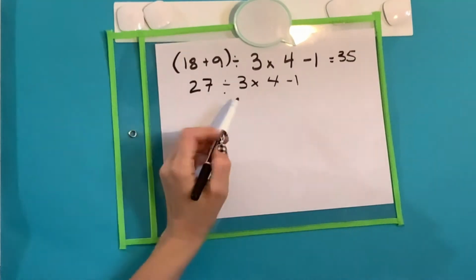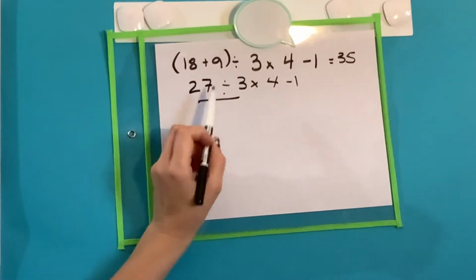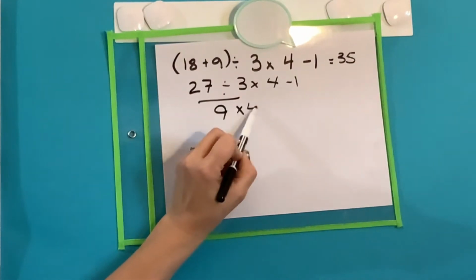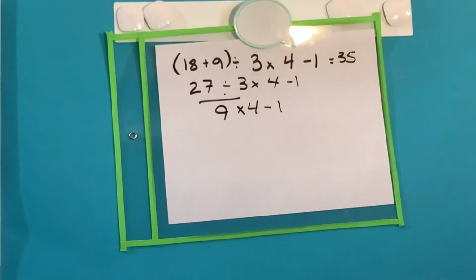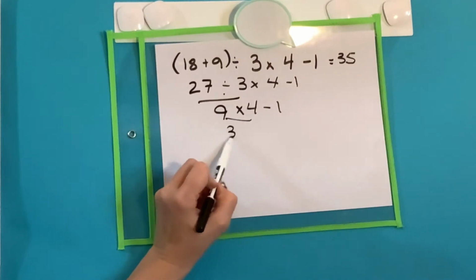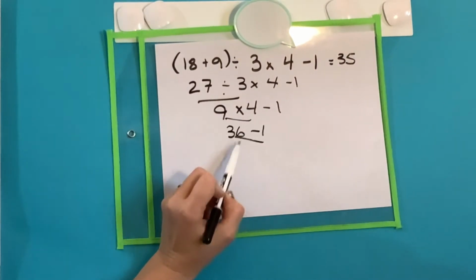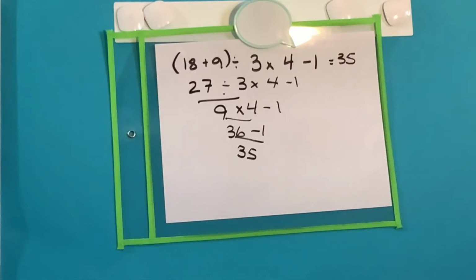Okay, so now we go 27 divided by 3, which is 9, and we recopy. 9 times 4 is 36. 36 minus 1 is 35. So actually our first attempt was the correct attempt.